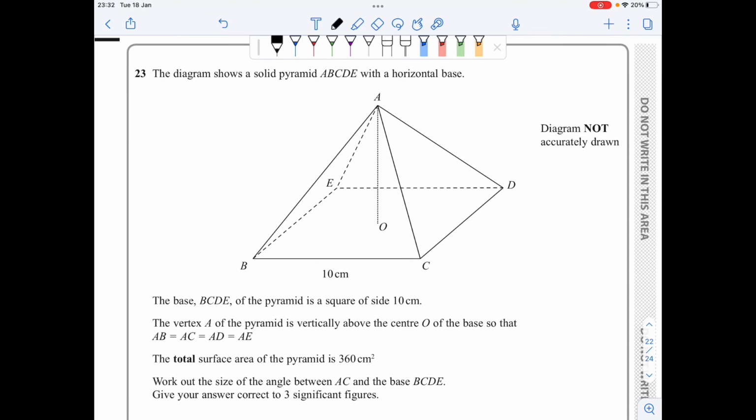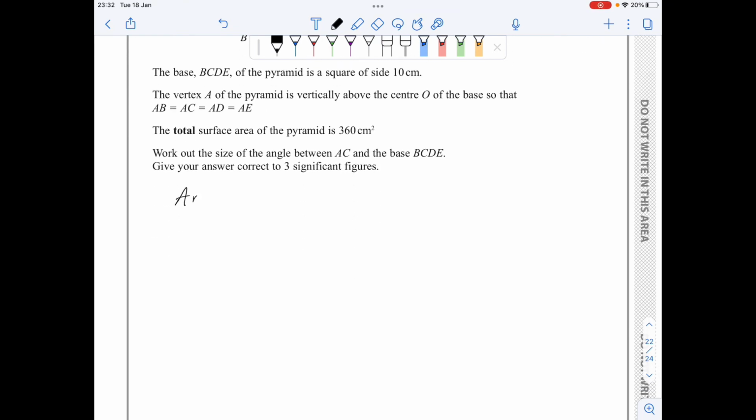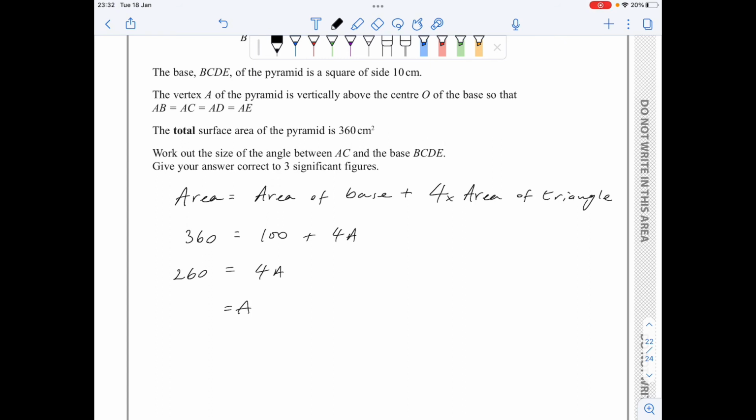In this question, I'm given that the total surface area is 360. This shape is made up of one square and four triangles, and I'll work out the area of one of the triangles. So total area is equal to area of the square base plus four times the area of a triangle, so 360 is equal to 100, because the square has side 10, plus 4 times the area of a triangle. So 260 is equal to 4 times the area. So the area of one of the triangles is 65.